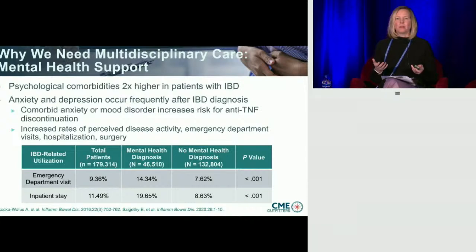We know mental health is such a big component of patients who have inflammatory bowel disease. Their risk of having a psychological comorbidity is 2 times higher than patients in the general population. We also know that this affects their perceived disease activity, their trips to the emergency department, their risk of hospitalization, surgery, and whether they're going to take your drug. So we know that a psychological comorbidity increases the likelihood of medication non-adherence. I could write your IL-12/23 all day long, but if you're not going to take it, it's not going to be helpful.